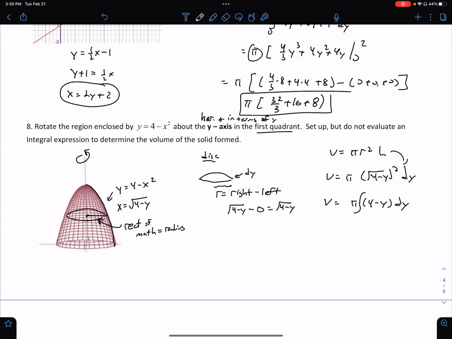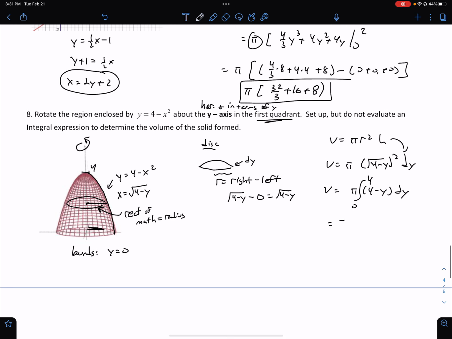And now I got to get my bounds. So to get the bounds, not too bad to do. We're in terms of y. y starts at the bottom at 0, because remember we're only in the first quadrant, and it crosses the y-axis at 4. So y is going to go from 0 to 4 here. And just evaluate that. Pi, this becomes 4y minus y squared over 2 from 0 to 4. We get, this becomes 16 minus 16 over 2. Don't know what that is. I'm just going to leave it. Minus 0, minus 0. Don't worry about the zeros. This is just 16 minus 16 over 2.